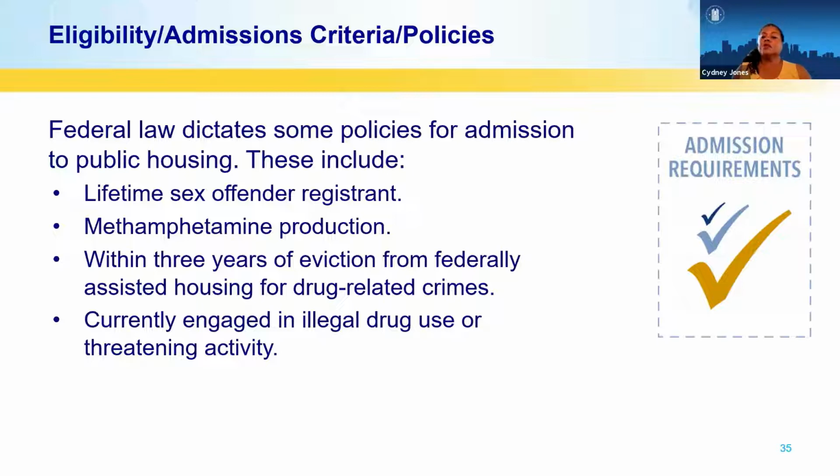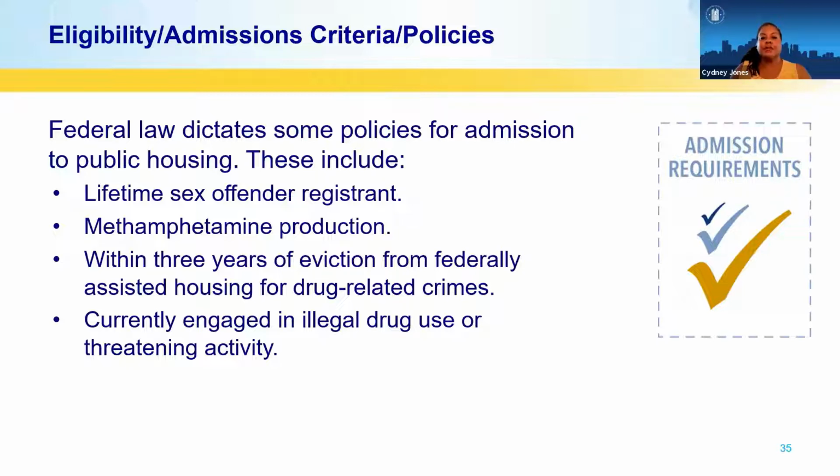Also, HUD says if someone's been evicted from federally assisted housing for drug-related crimes within the last 3 years, they are prohibited admission, or if the family is currently engaged in illegal drug use or threatening activity towards PHA personnel, they also must be denied assistance. However, families always have the option to request a hearing and go before an impartial panel to review their particular circumstances. So let's talk a little bit about tenant preferences and the waiting list.